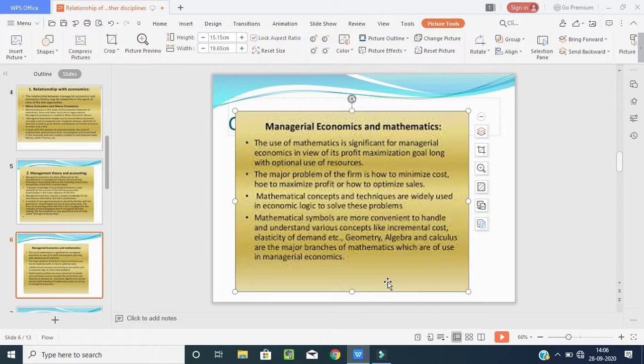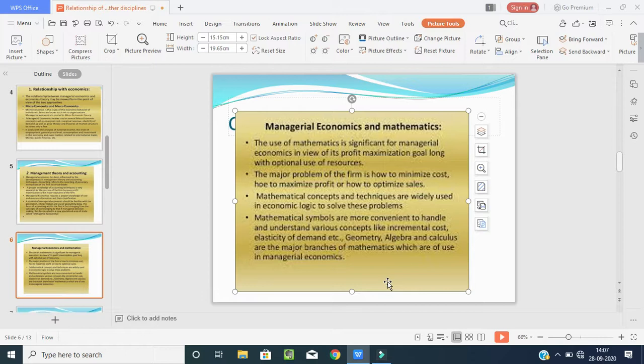Now mathematical concepts and techniques are widely used in economic logic to solve these problems. Not only that, mathematical symbols are more convenient to handle and understand various concepts like incremental cost, elasticity of demand, etc. Geometry, algebra, and calculus are the major branches of mathematics which are of use in managerial economics. Whatever the calculation part is, which is a part of mathematics, the same thing we need to calculate our accounting concepts like incremental cost or elasticity of demand. So we have to either increase or decrease. Decrease means minus.